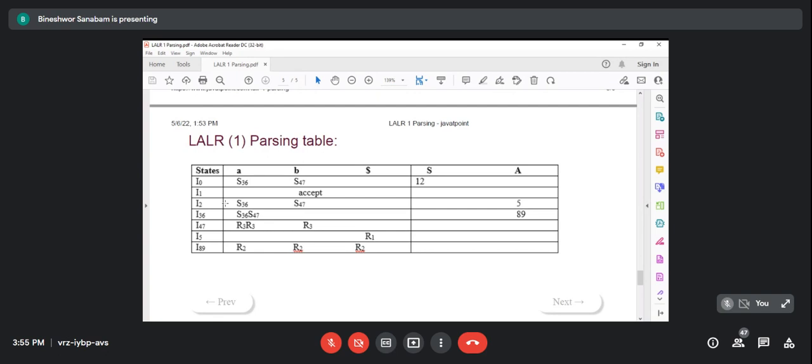Are you guys following it or not? Anyone? If you don't understand, just tell me. I think no one is. I'm not sure whether you are understanding it or not. No one is replying.